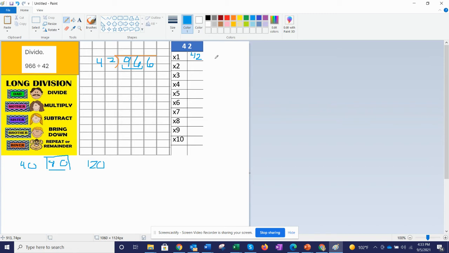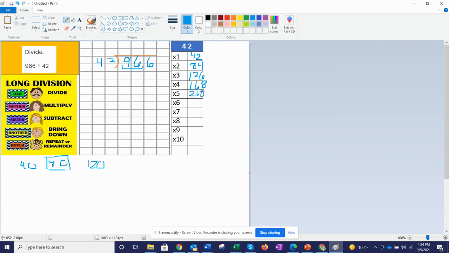So 42 times 2, you're just going to add a 42 here. So 42 plus 42 is 84. Good. Now you have 84, you're going to add 42 again. 84 plus 42, right, 126. Now you have 126, and again, repeated addition, add that 42, and 126 plus 42 is 168. And add that 42 again, 168 plus 42 is 210.